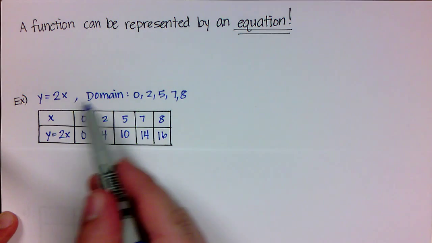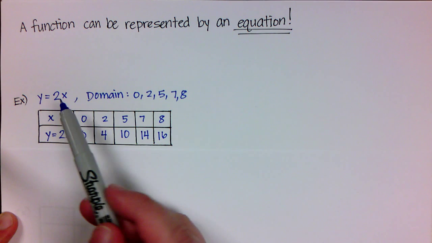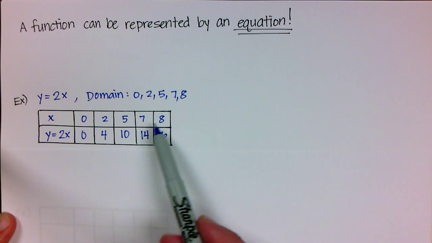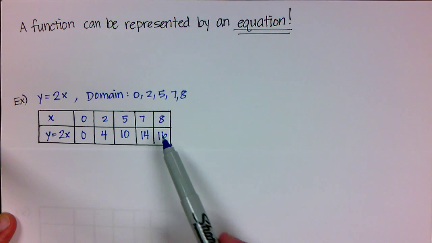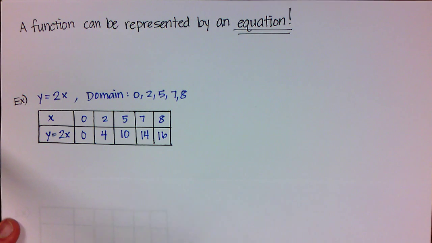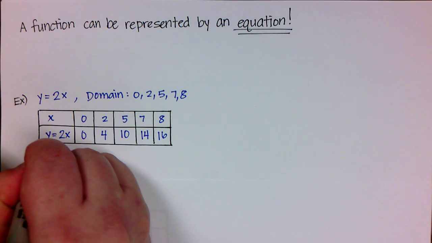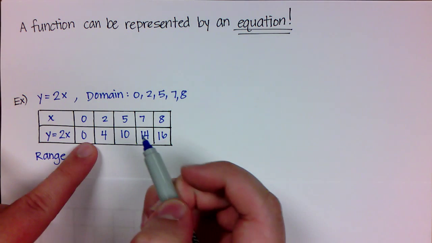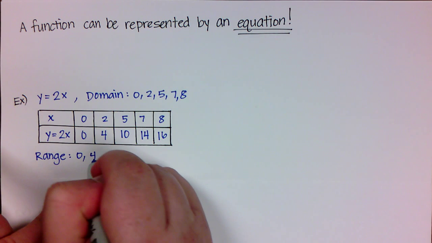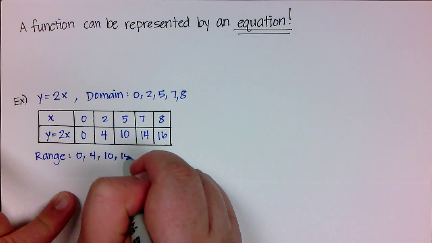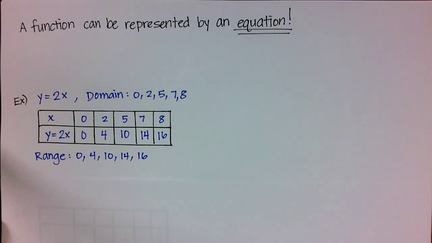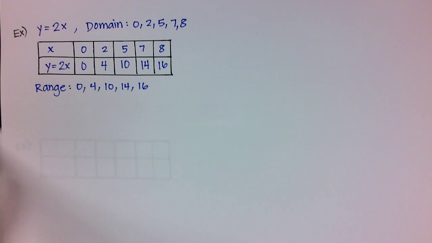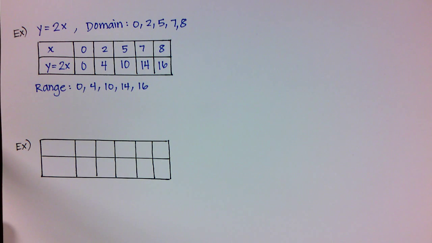So sometimes you might have an example exactly like this, where they just give you what the function looks like as an equation, and they give you a domain, and they just want you to finish filling in this table. And to finish it off, they might say, so what is the range? Well, you look at what the output is. The range are the numbers 0, 4, 10, 14, and 16. And you're done.